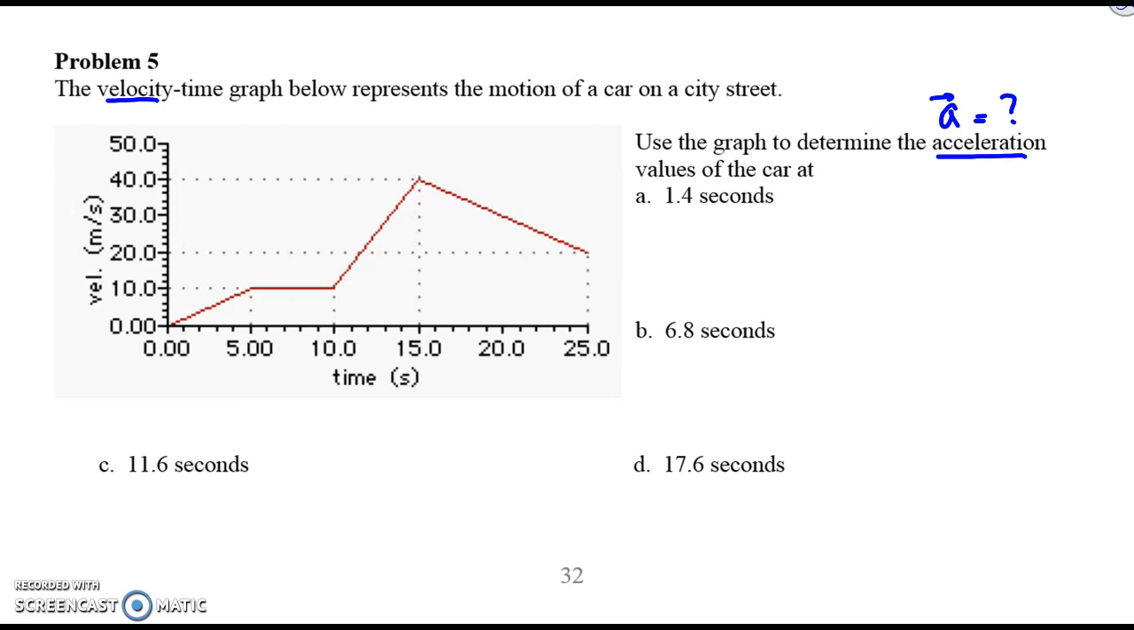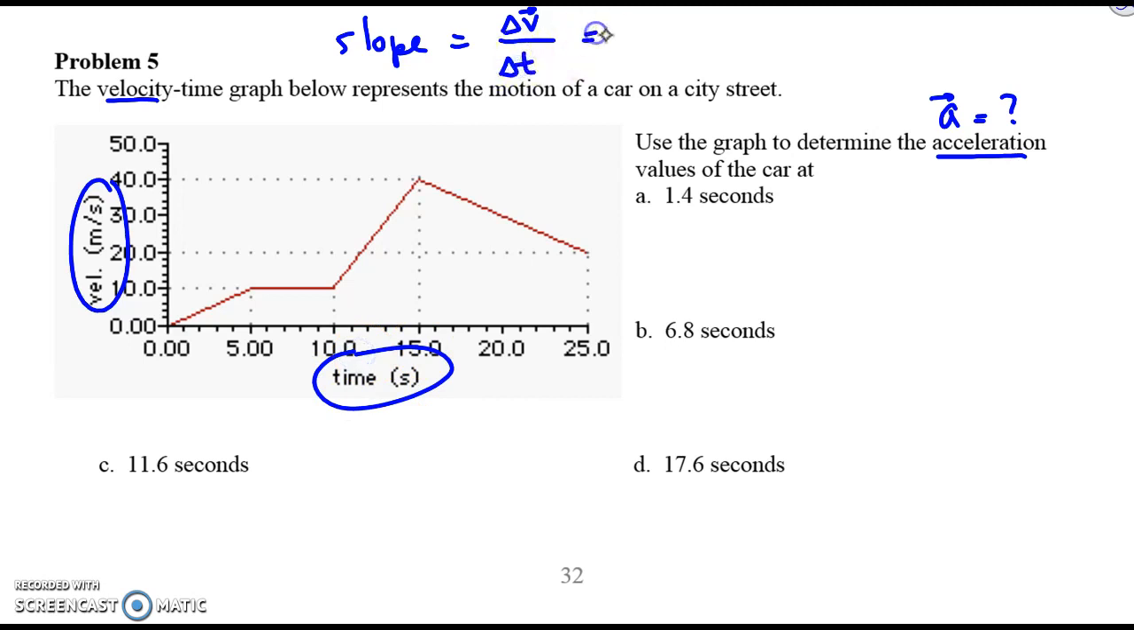Okay, how do I find the acceleration at 1.4 seconds? Well, what is acceleration on the graph? Oh yeah, I remember now. The slope is equal to the acceleration, because slope is change in your y-axis divided by change in your x-axis, and delta v over delta t, that is acceleration. So I need to find the slope at 1.4 seconds.